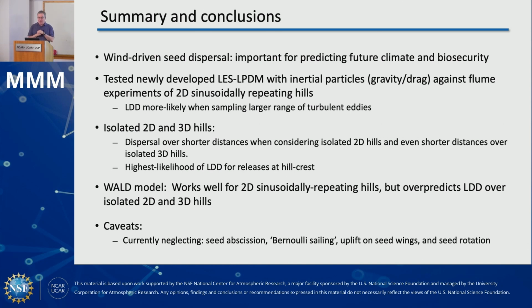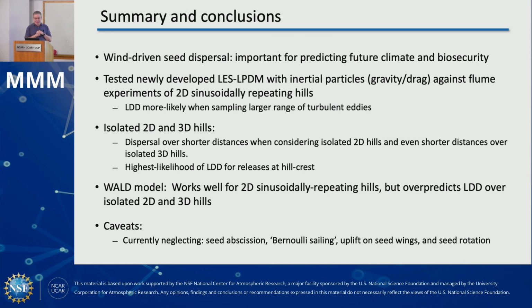but the point is, wind-driven seed dispersal is important for future climate and for biosecurity. We tested a new Lagrangian dispersion model inside of our code, accounting for gravity and drag, tested it against the flume measurements. It reproduces things quite nicely. Long distance dispersal is more likely than the walled model would predict if you account for the range of turbulent eddies possible if you sample across the entire hill rather than just at one point.